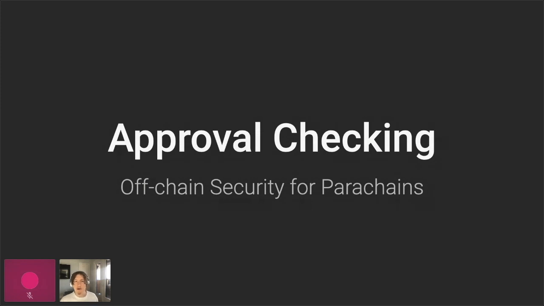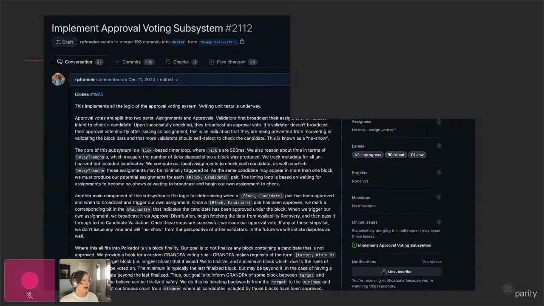So we have a whole protocol. It's called approval checking, and I'm going to go into it a little bit, and then I'm going to show you a demo of it running on a local testnet. So I have this pull request. It's actually been merged now, and it is a lot of code. It's 7,000 lines of code.